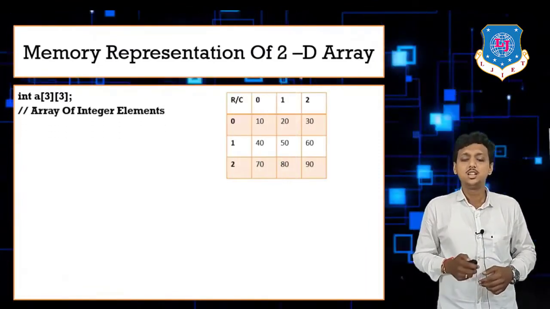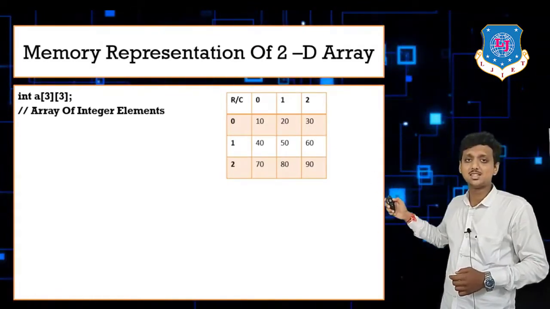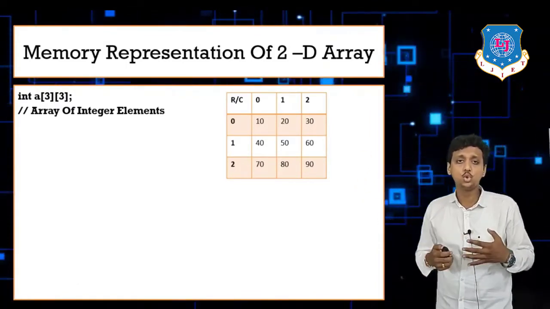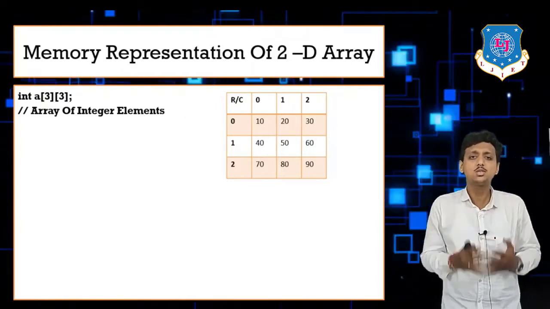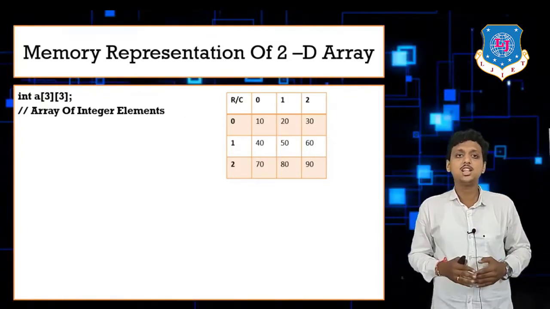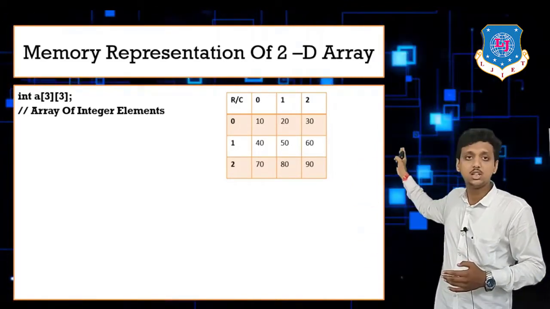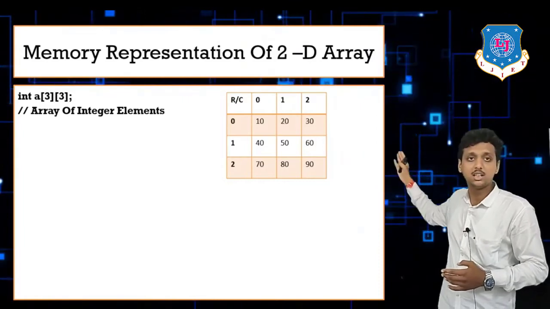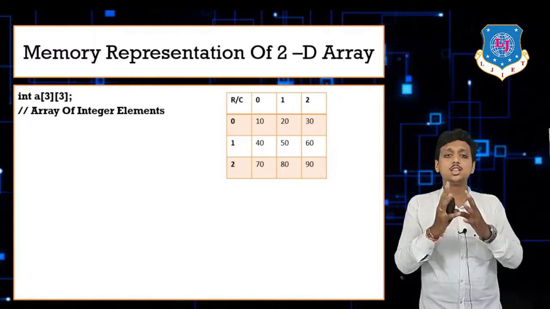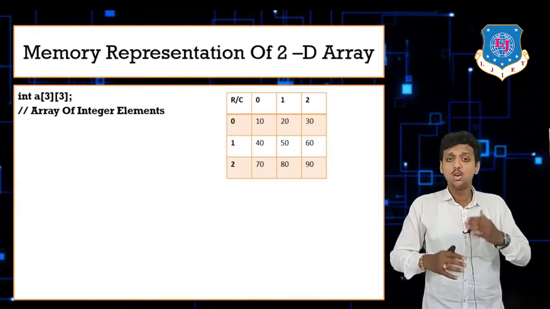Students, here see this table or this matrix. This matrix is nothing but a two-dimensional array. I am just showing you how I can represent these two-dimensional array matrices in memory. The first element at 0, 0 is 10, then 20, then 30, then 40, 50, 60, 70, 80, 90. So here, a 3 cross 3 matrix, in total we have 9 elements.